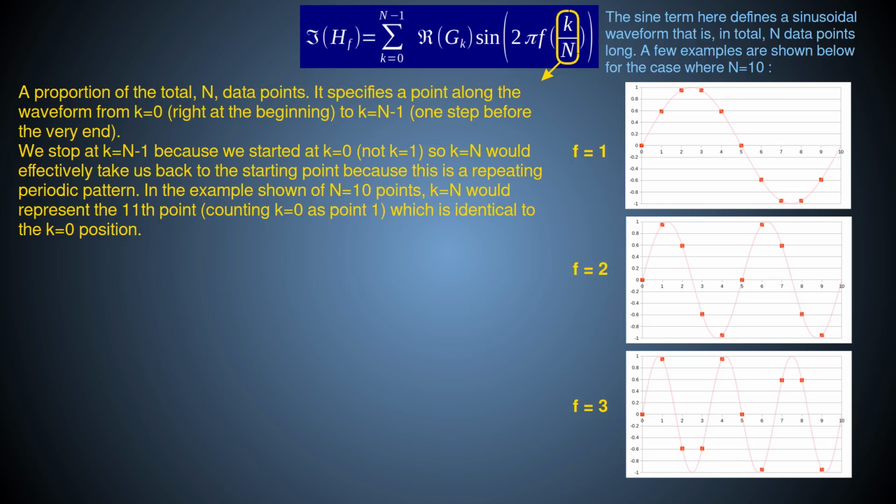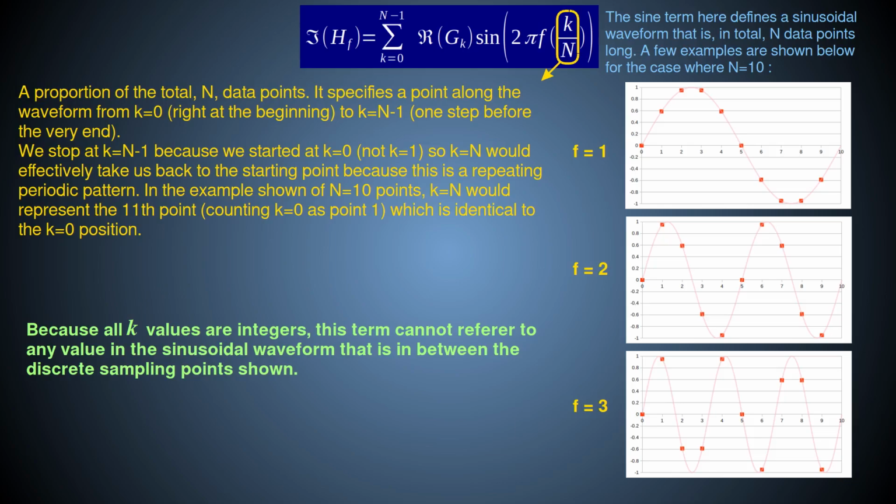This k over n term specifies the position in the waveform. It goes from the start of the waveform, where k is 0, to just before the end of the waveform, when k is n-1. The reason we stop at n-1 and not n is that the waveform repeats itself after n points, and since we started counting k at 0, the nth data point is reached at position k equals n-1. Note that there is no way this expression can specify a value of the sine wave at any intermediate position between those integer discrete k positions.